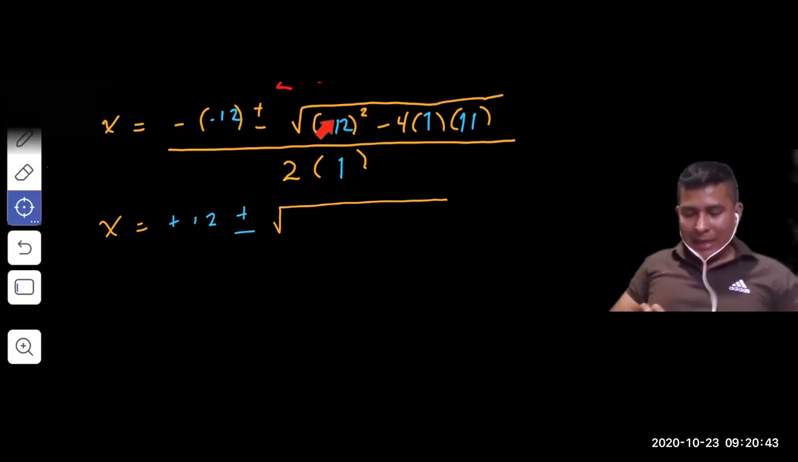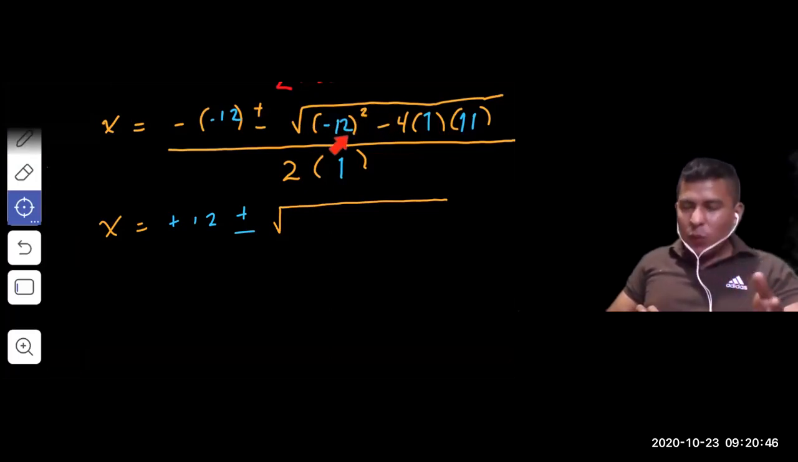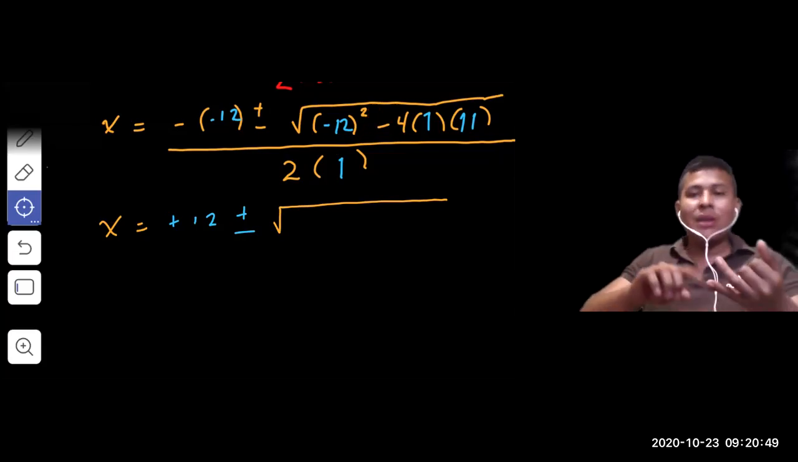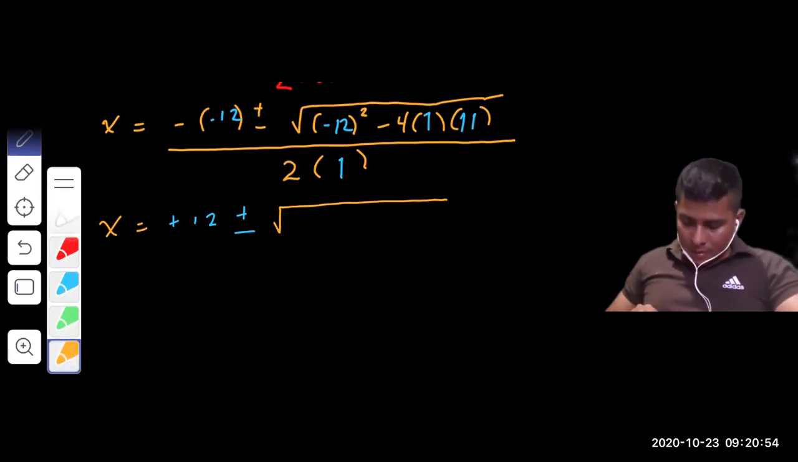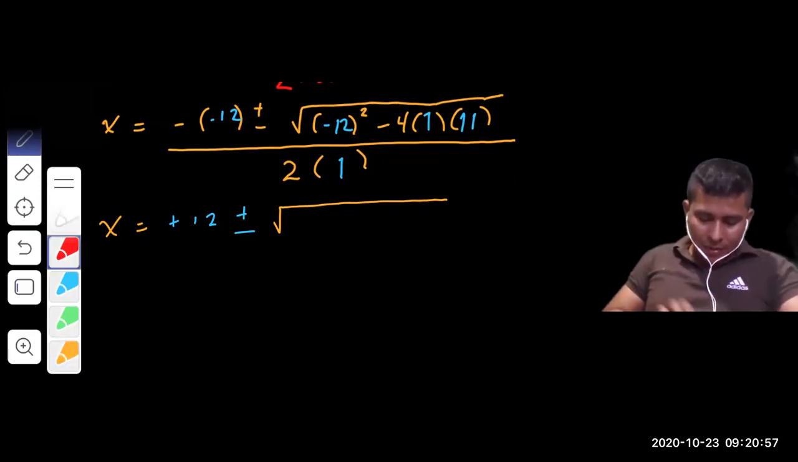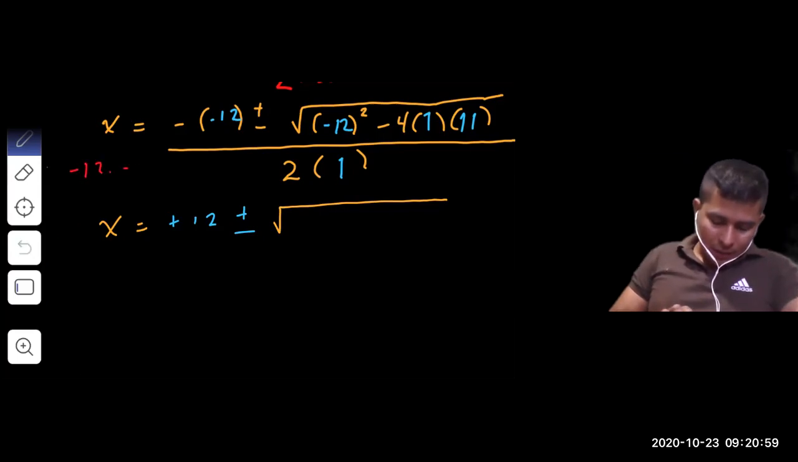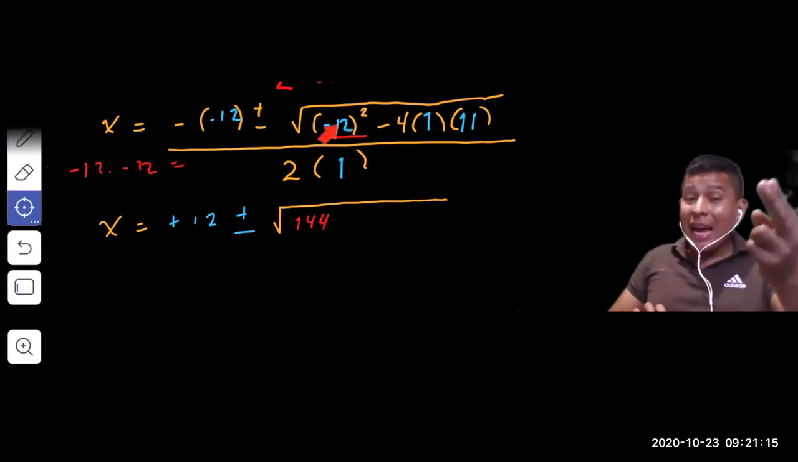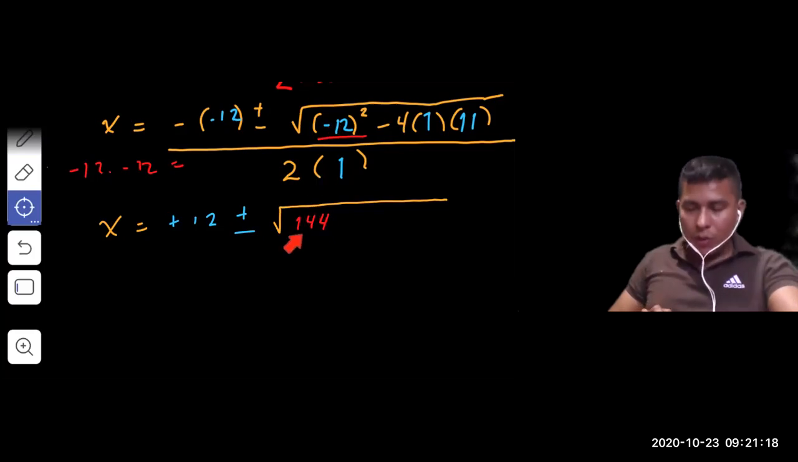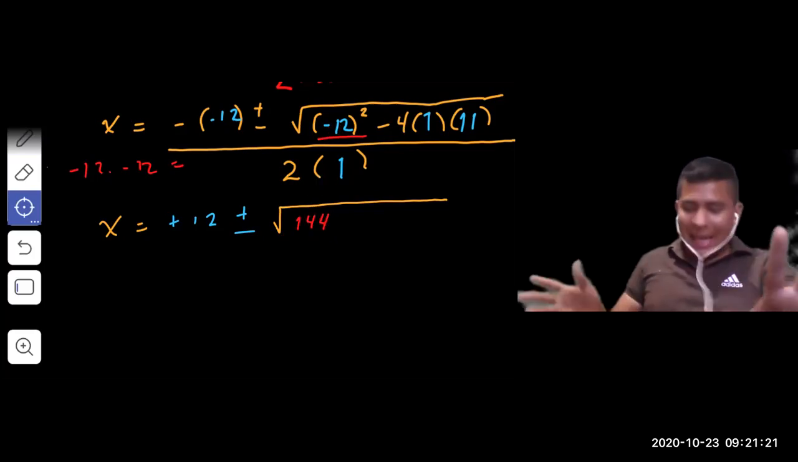Let's simplify this one at a time. What is negative 12 squared, guys? That means negative 12 times negative 12, two times. What is that equal to? Positive 144. Take a look, negative and negative, guys, is positive. Negative times negative is going to turn into positive 144. You can use a calculator for that.